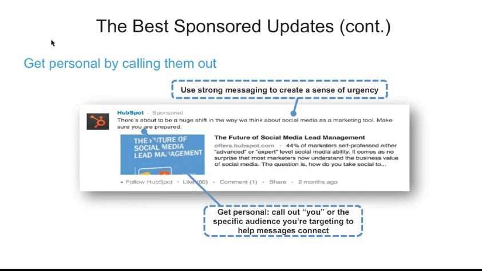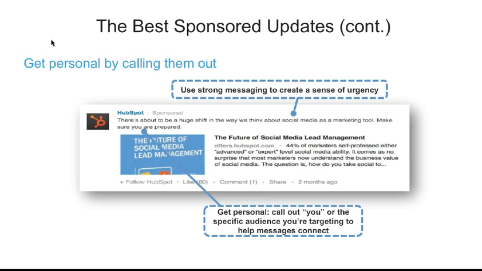Keeping a conversational tone on social media is also equally important to success. Take a look at a second example from HubSpot. The company gets personal by calling you out in the copy and creates a sense of urgency with the reader, again, wanting to be helpful. In this case, they're helping to ensure that the reader does not get left behind and is prepared for the major shifts ahead in social media.